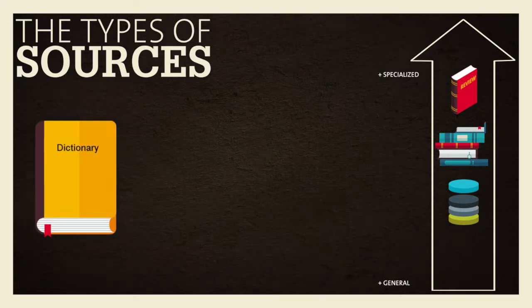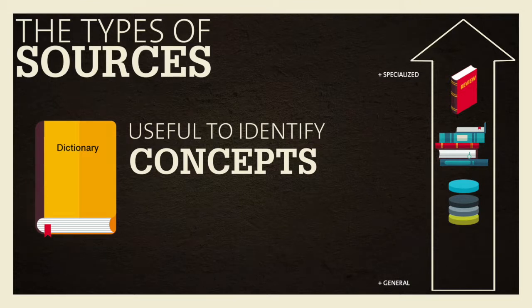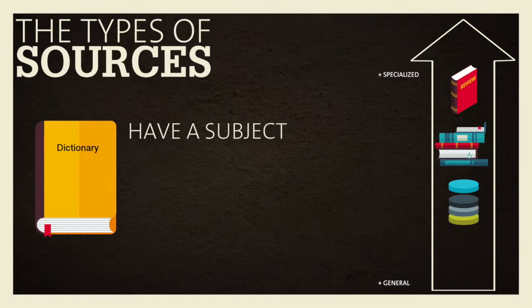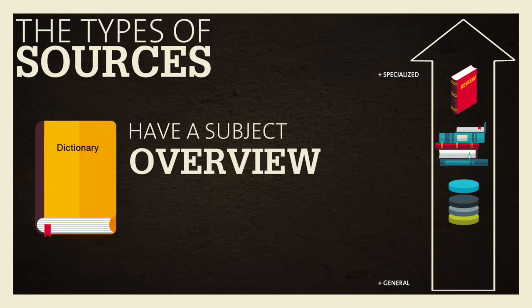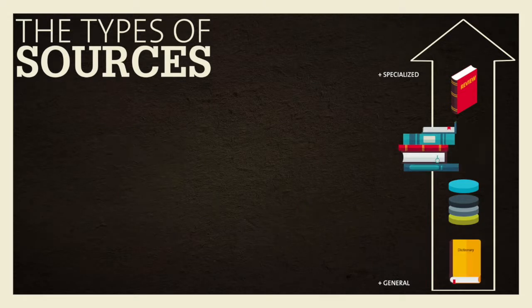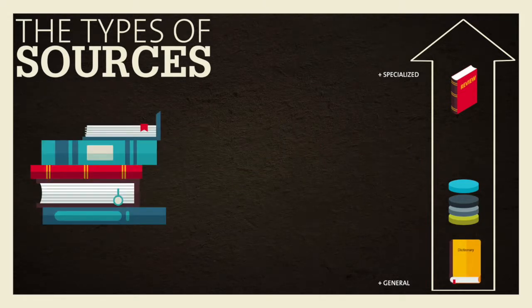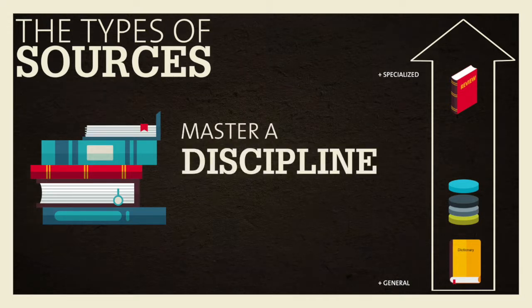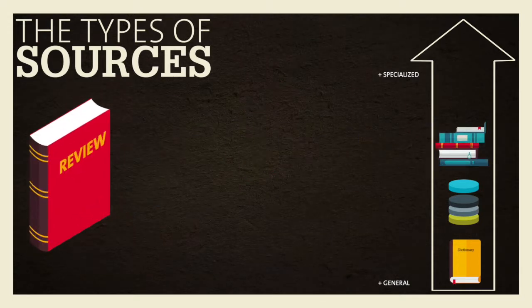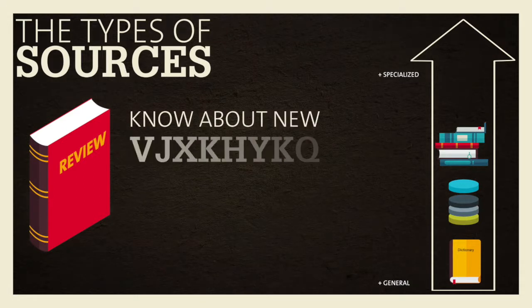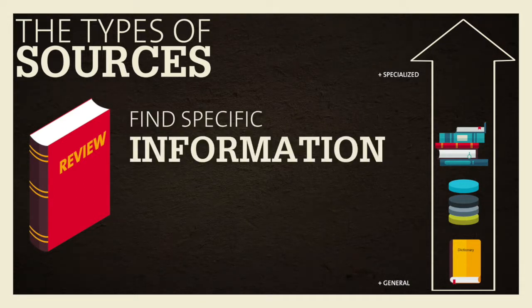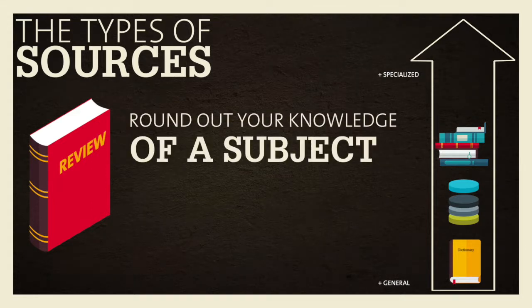Dictionaries and encyclopedias are useful for identifying concepts and their context, finding definitions and tables, and having a subject overview. They can be used to access information quickly via alphabetical order or theme. Books and textbooks focus on one subject, allowing you to deepen your knowledge and master a discipline. Journals and reviews contain the latest research on a topic and are good for finding specific information and rounding out your knowledge of a subject.